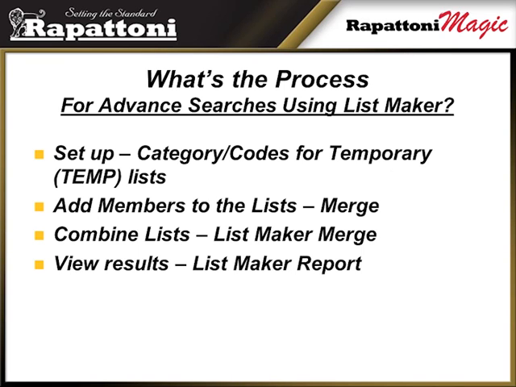Next, we're going to add members to the list using their different merges from different modules in Magic. Then we're going to combine those two lists using ListMaker merge and view our results using one of the reports in the ListMaker program.